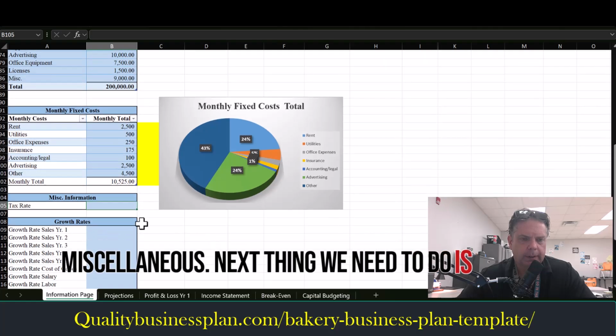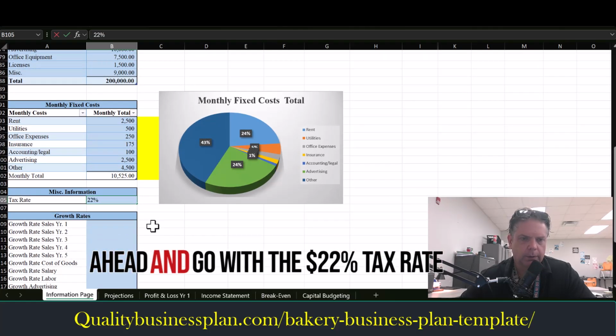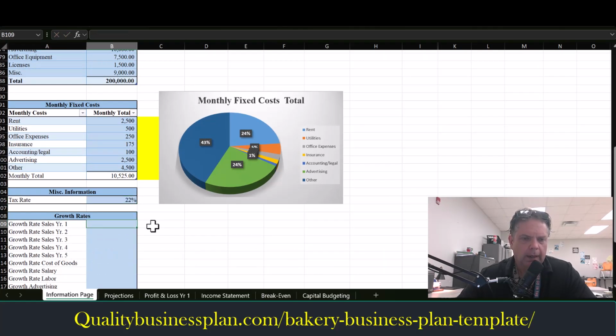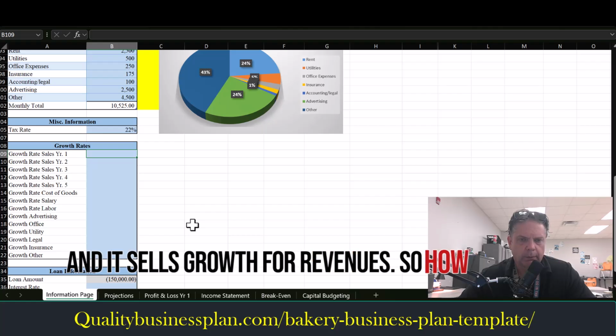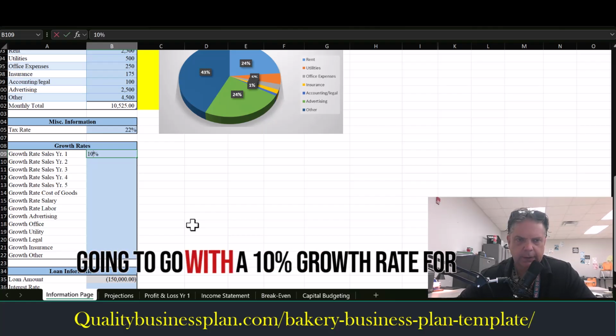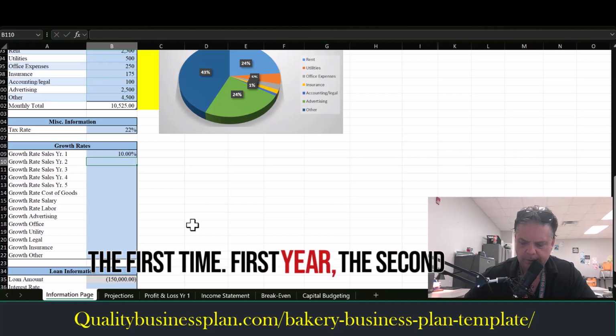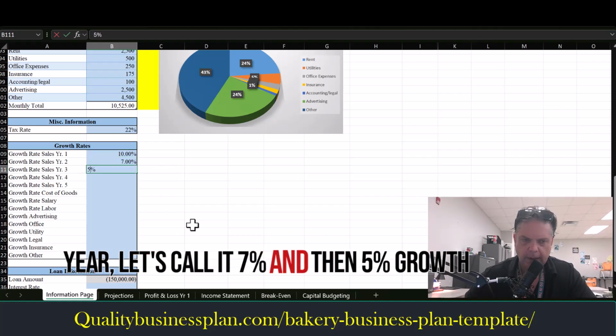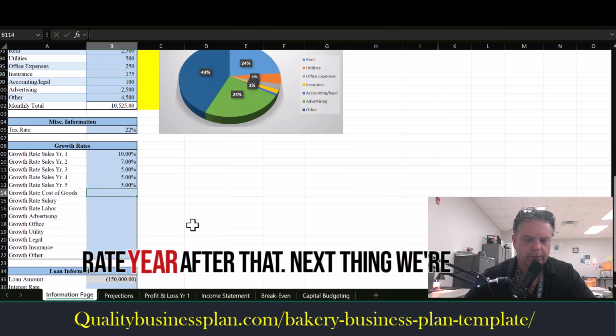Next thing we need to do is we need to take care of our tax rate. Let's go ahead and go with the 22% tax rate. And a sales growth for revenue. So how much we think our revenues are going to grow annually year over year. So we're going to go with a 10% growth rate for the first year. The second year, let's call it 7%. And then 5% growth rate year after that.